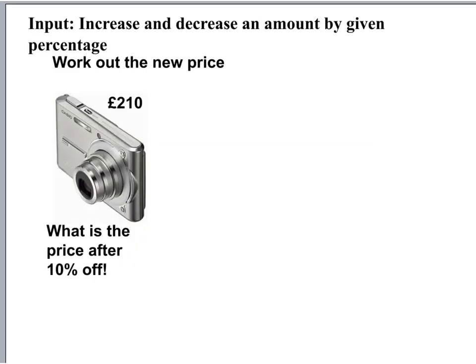We have a camera here that is worth £210. What is the price after a 10% off? Now, we first must understand what 10% off means. 10% off simply means the price of the camera has been reduced by 10%. So, we are going to pay something that is less than £210. Now, there are two methods for us to work this out. Let's look at method 1 first.